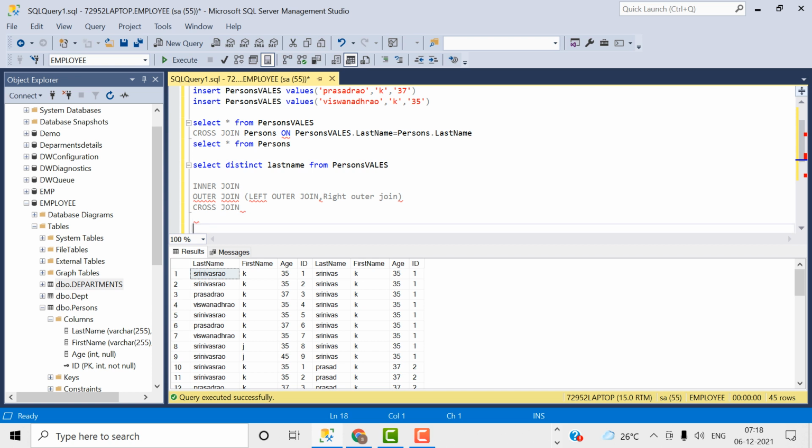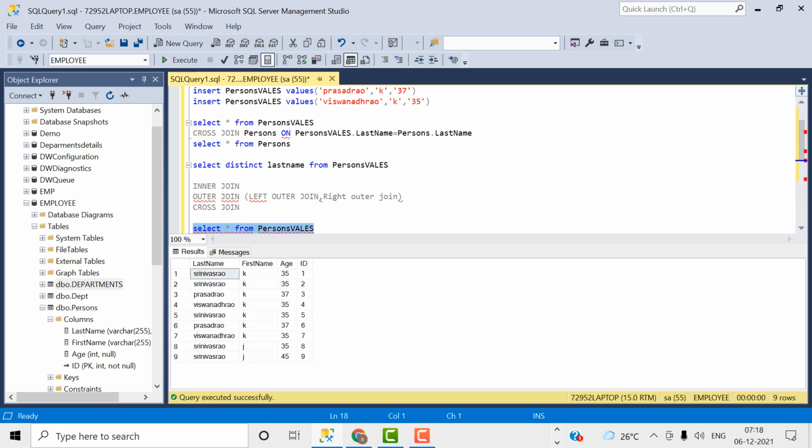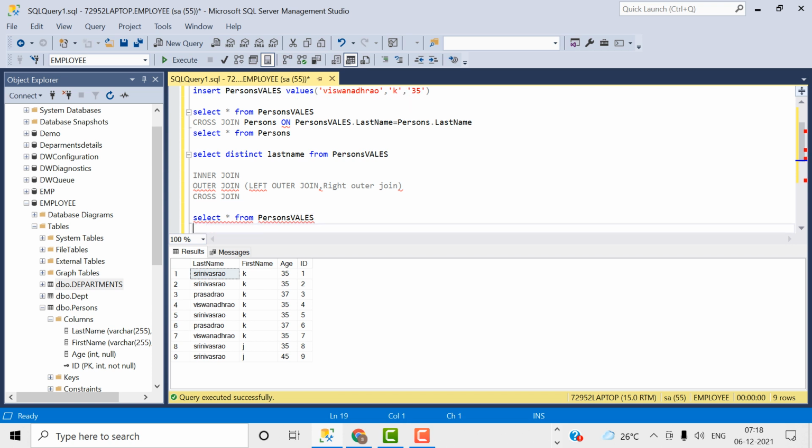Suppose the person values table has nine rows. The last names are Srinivas Rao, Prasad Rao, Vishwanath Rao, and these are the values for the last name column. The second table is the persons table. The persons table has the records Srinivas, Prasad, Vishwanath, Prasad Rao and Vishwanath Rao.